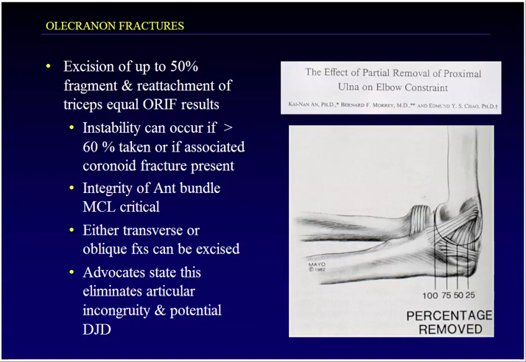Either transverse or oblique fractures can be excised, and advocates of this technique historically recommended that this eliminates articular incongruity and potential for post-injury degenerative arthrosis. Again, with current fracture fixation techniques, this is probably really not the preferred treatment for virtually any fracture of the proximal ulna.